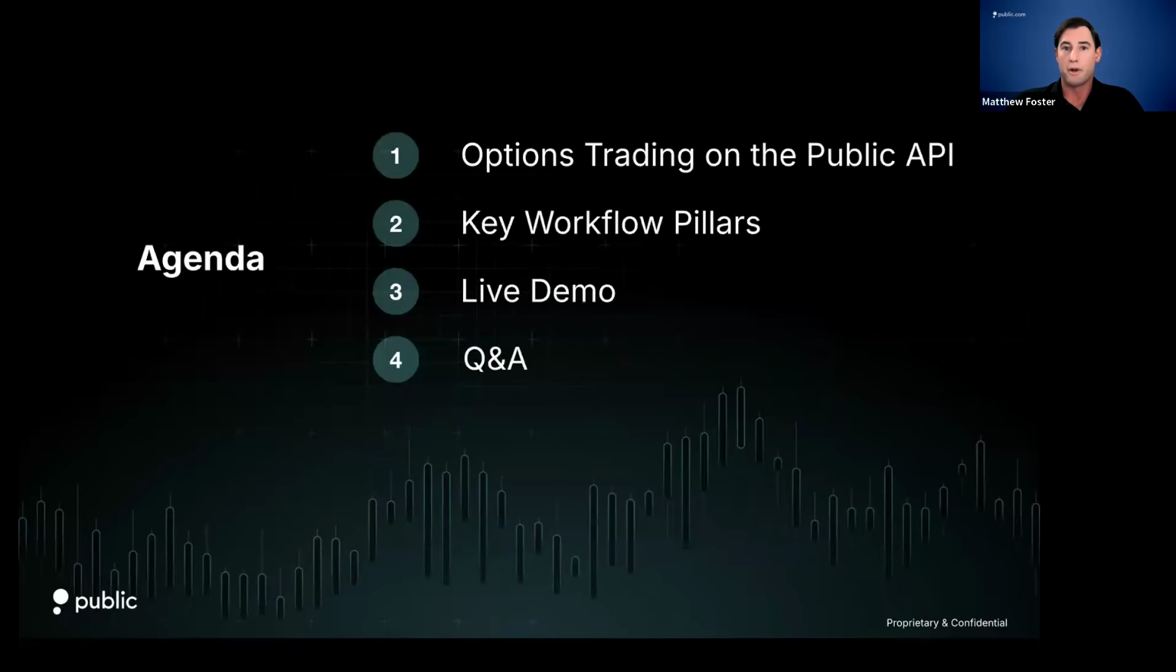Here's how we'll spend our time today. I'll start by defining who the session is for and what you should expect to walk away with. Then we're going to cover how options trading works on the Public API and why Public is structurally different for API-driven options trading. We'll walk through some workflow pillars that matter the most for options traders, like risk validation, multi-leg executions, and scaling automation. Then Tarek is going to run a live demo in the second half. We'll also close with some Q&A.